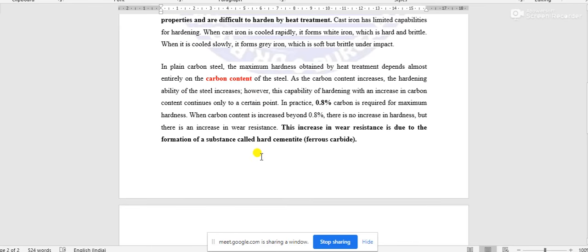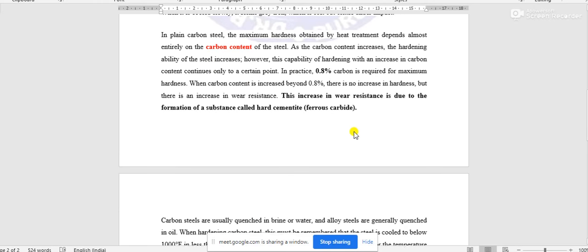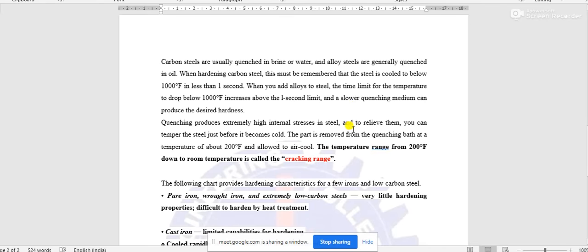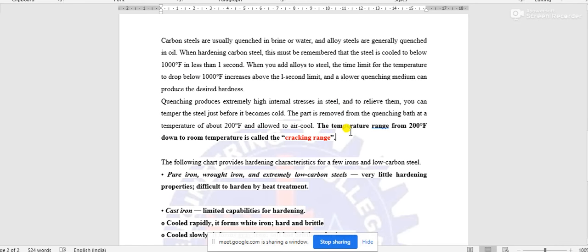In the next part, the factor which has the impact on hardening is the carbon content. Only the carbon content has an impact on the hardening process by heat treatment. This is described here, and a simple procedure of cooling or quenching is also described here. This is all about the hardening process.